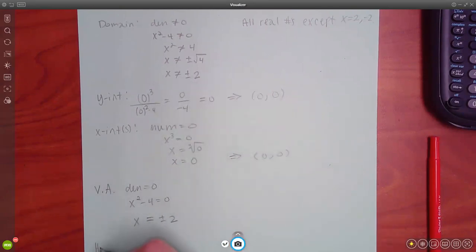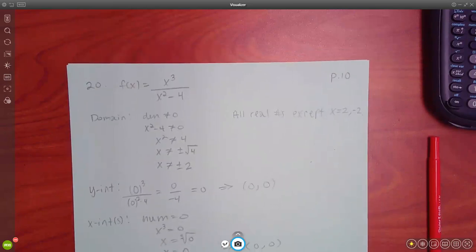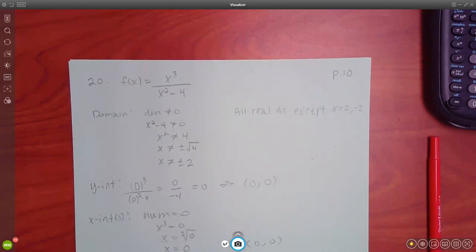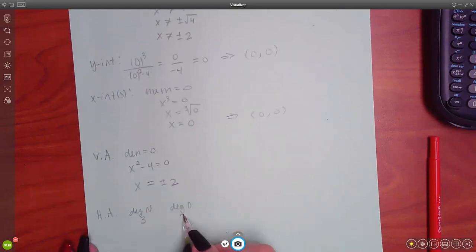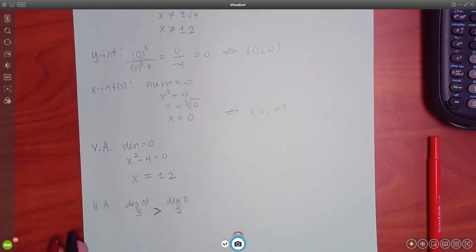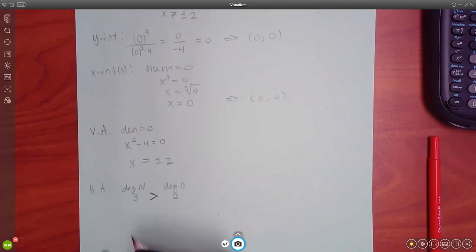And what about that horizontal or slant? What is the degree of the numerator? Up there it is 3, right? And the degree of the denominator is 2. So if this one's 3 and this one's 2, the numerator is bigger, isn't it? This little alligator always wants to eat the bigger number, right? The mouth. So then that means I have no horizontal asymptote. Is it bigger by exactly 1? It is. So we do have that slant.